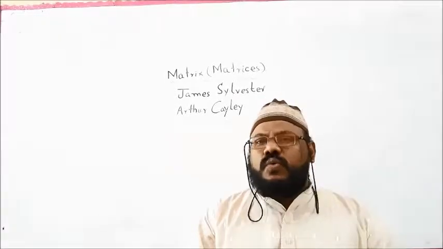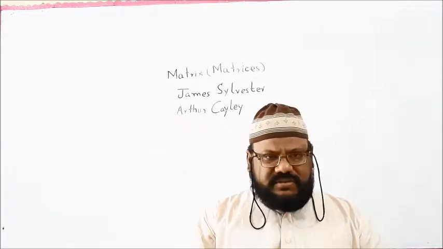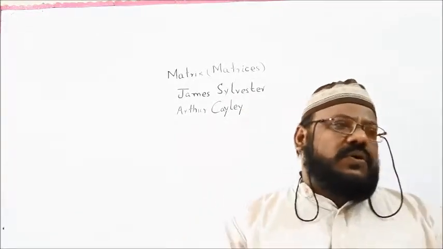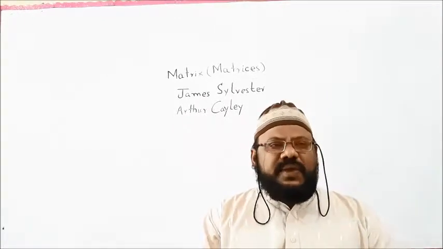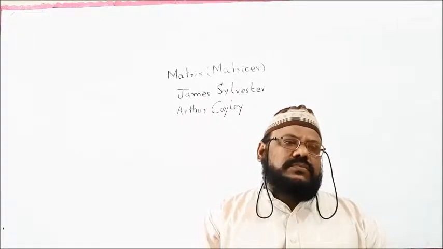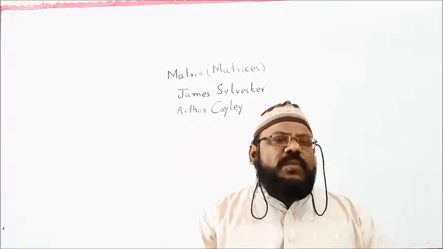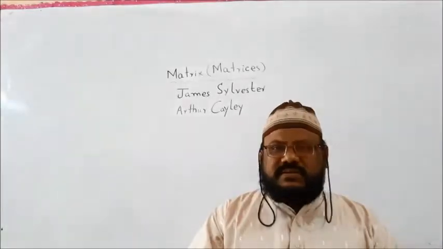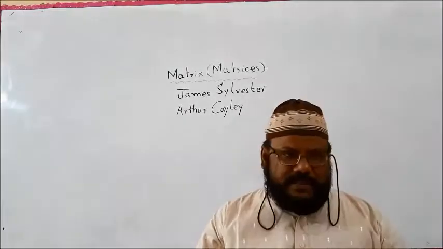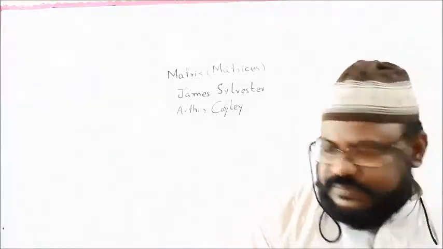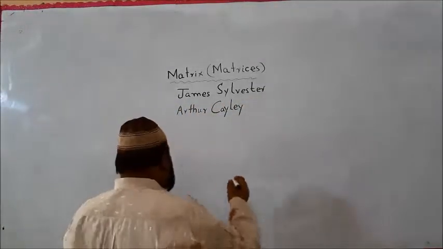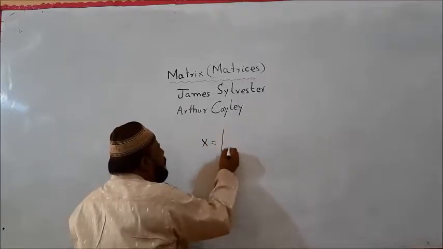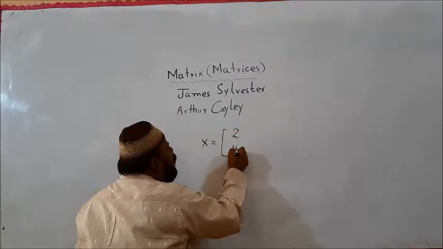Today we discuss how to write a matrix and relative parts of matrix. First of all, I explain to you notations. Commonly, matrices are represented by capital letters of the English alphabet. For example, X matrix 2 and 4.